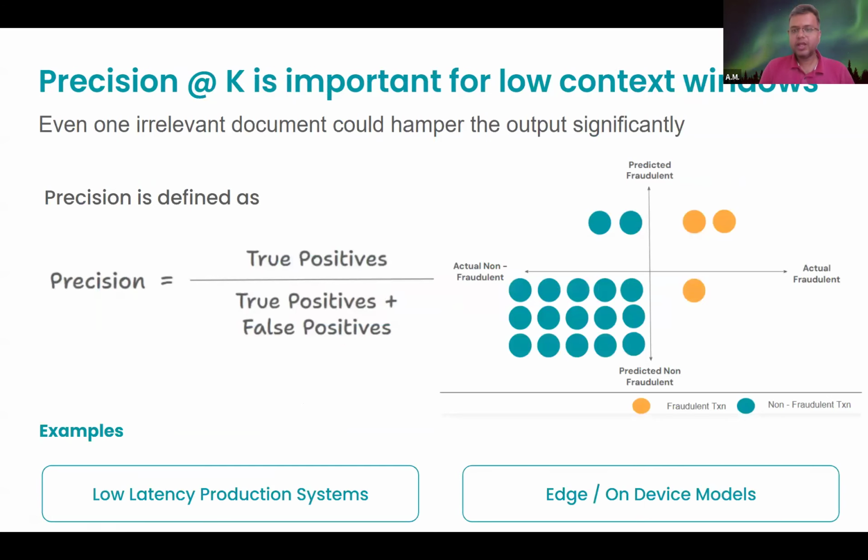Now, the usage of this metric. It is not required for you to use all of the metrics in all of the use cases. This is where your job as a builder becomes very important. You should try to understand the context in which you are trying to build your AI system, and as per the context, decide what metric you want to use. For example, let's say you're creating an AI system where the context window is very, very small.